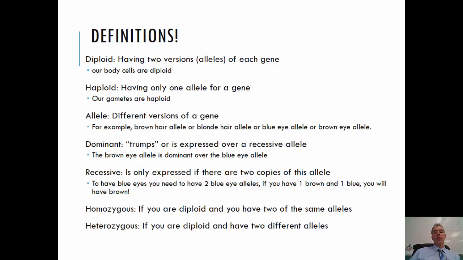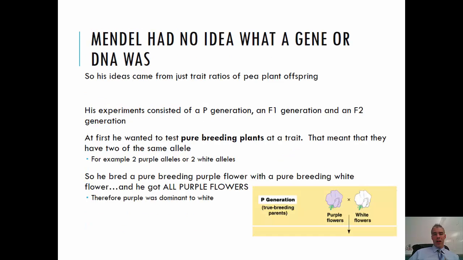And there's also this concept of being homozygous or heterozygous. So homozygous, the prefix homo means the same, and the prefix hetero means different. Homozygous means you have two of the same allele. So you can either be homozygous dominant, you could have two of the dominant alleles, or you can be homozygous recessive, where you have two of the recessive alleles. Heterozygous means you have one of each. So you have one dominant and one recessive allele. Okay? So now that we have those terms down, let's start talking about what Mendel found out.